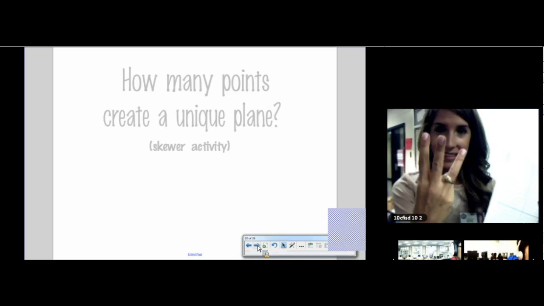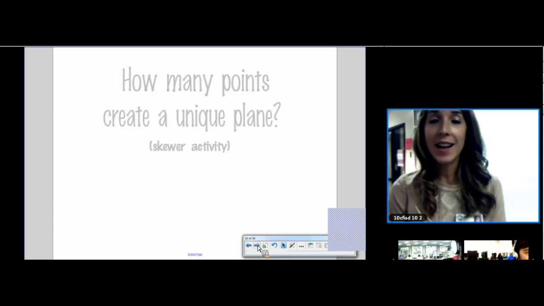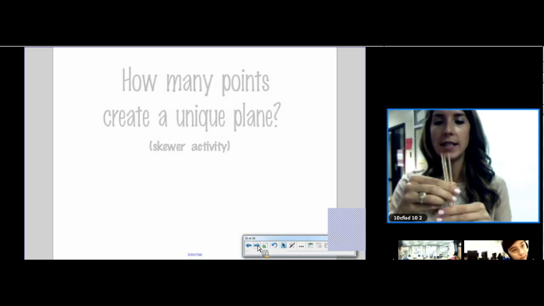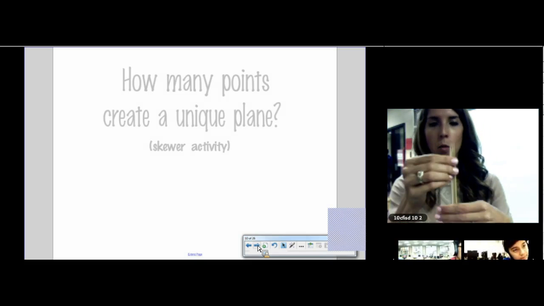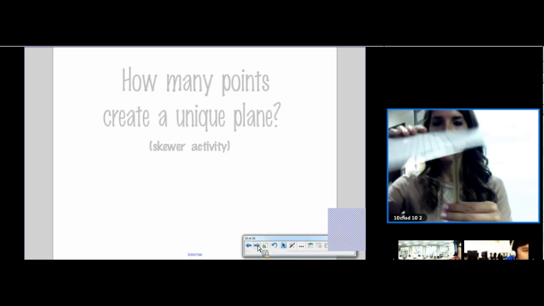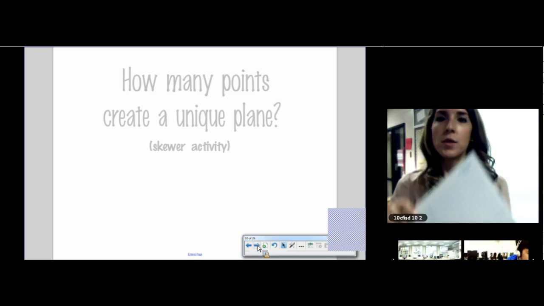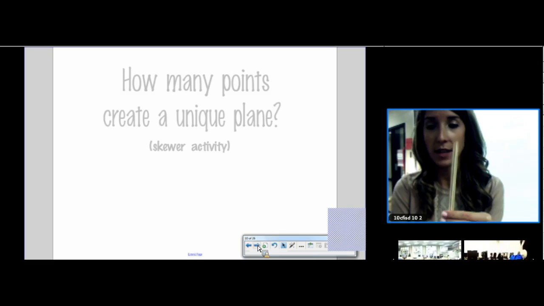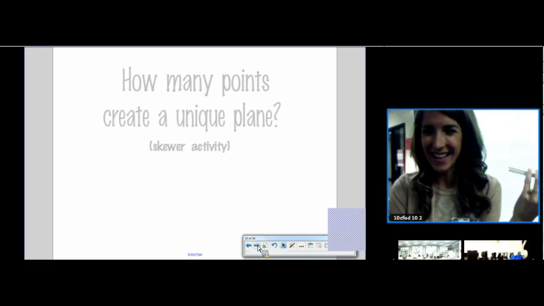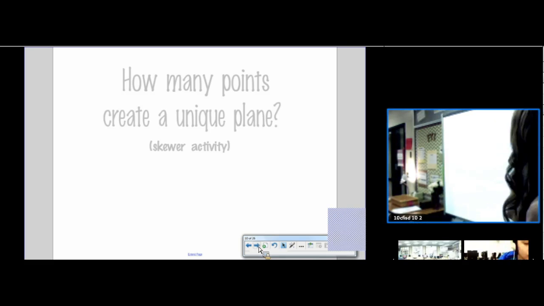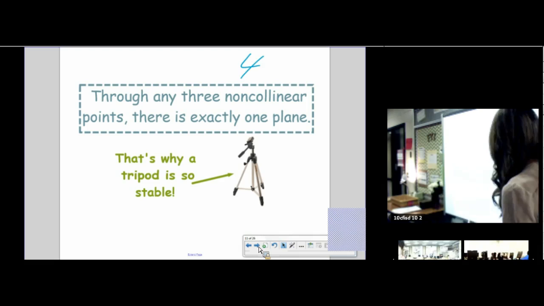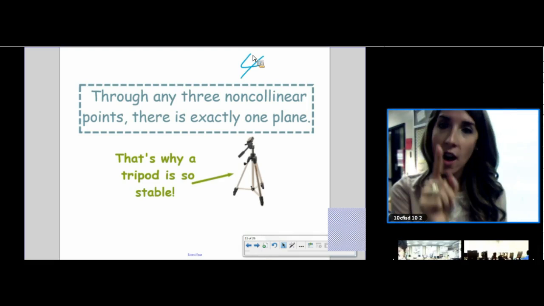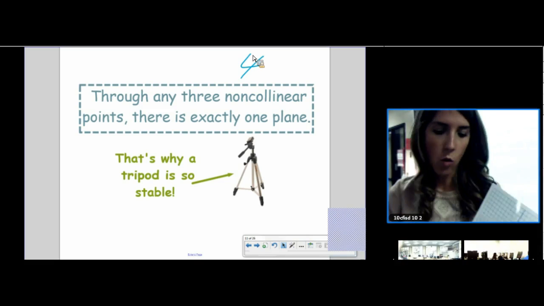So, how many points does it take to create a unique plane? It takes 3 points. Now, what if I got smart and I lined those 3 points up in a row? Would I be able to balance my whiteboard? No. So what's the stipulation? I need 3 points, but what needs to be true about those 3 points? They need to be non-collinear, spread out. So here's postulate number 4. Through any 3 non-collinear points, there's exactly 1 plane.